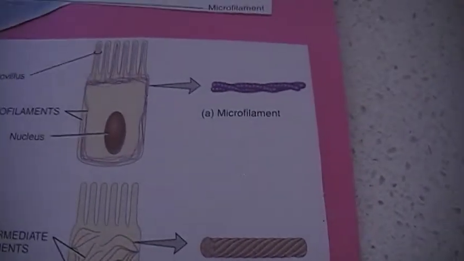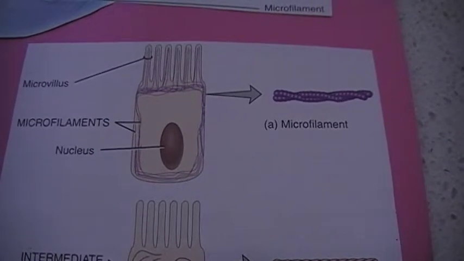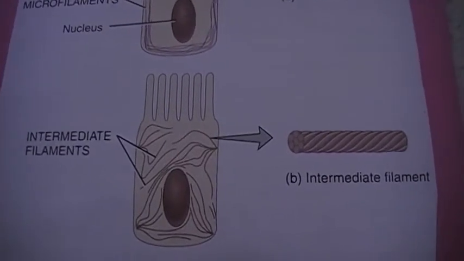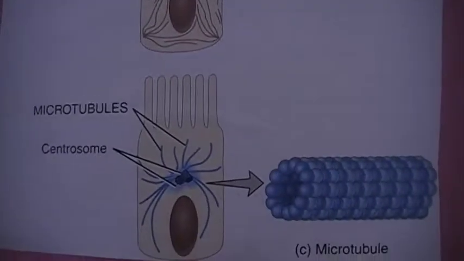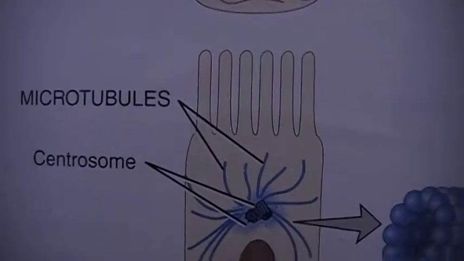What does a cytoskeleton contain? Microfilaments, intermediate filaments, and microtubules. Notice the centrosome in the middle.